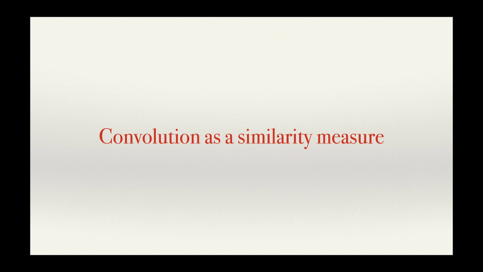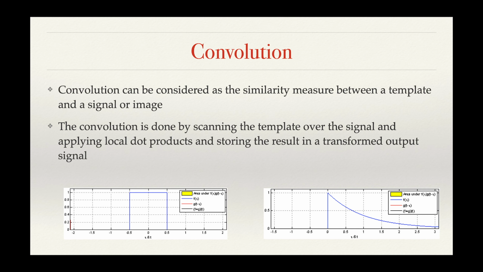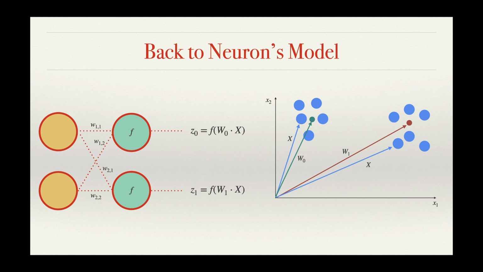So now comes the convolution that I just mentioned. Convolution can be considered as a similarity measure between a template and a signal or image. So a template usually is a vector. As we have seen, for example, these two weights are templates. So this is basically a two-dimensional vector. It could be 3-dimensional, it could be 4-dimensional. In images, we could have basically a 6x6 matrix, but it's also a vector actually. You can flatten it to a vector.